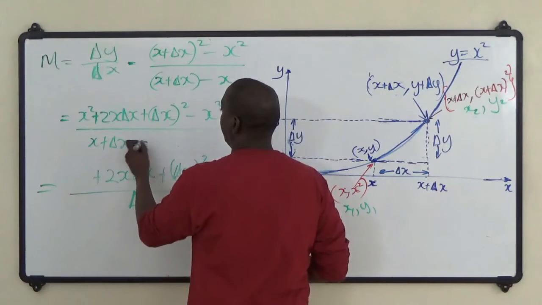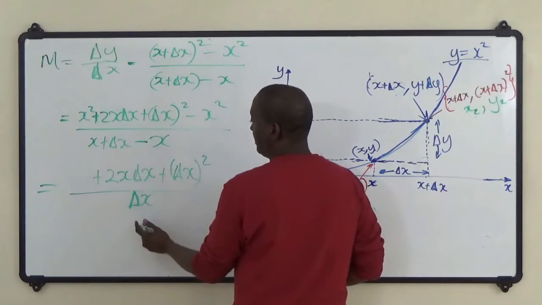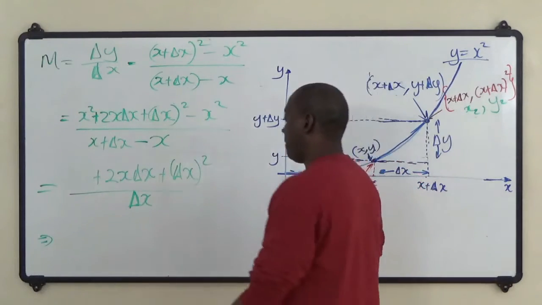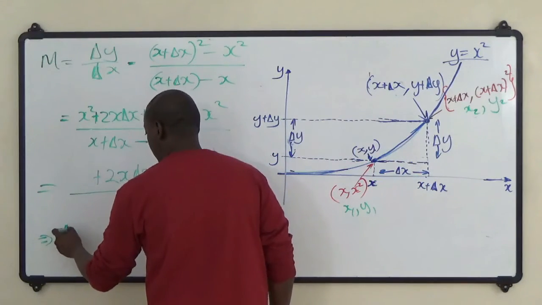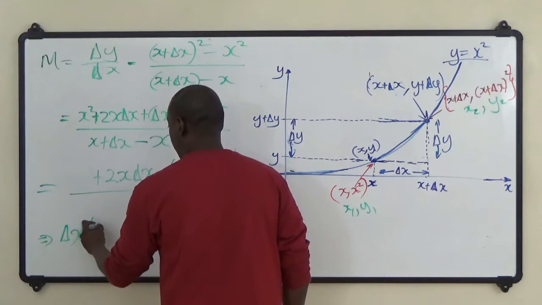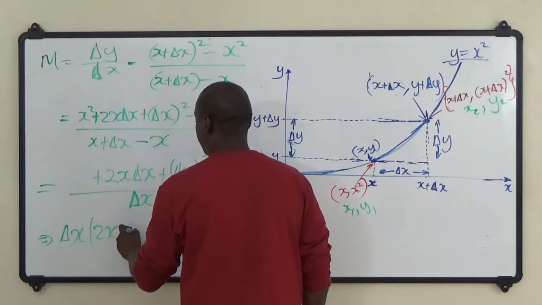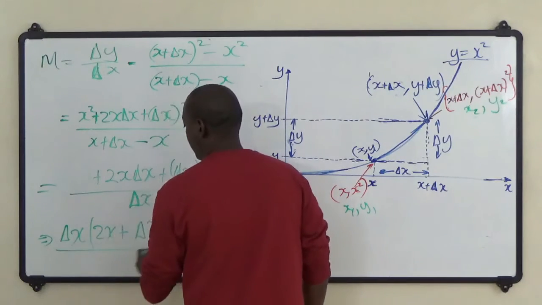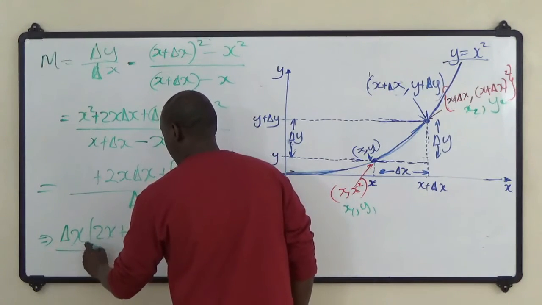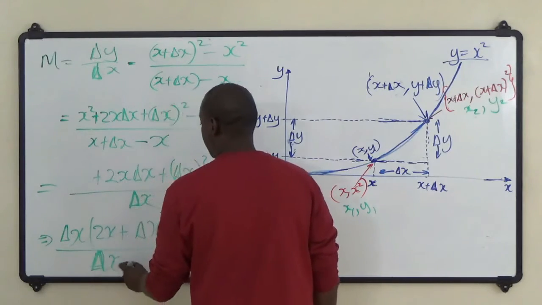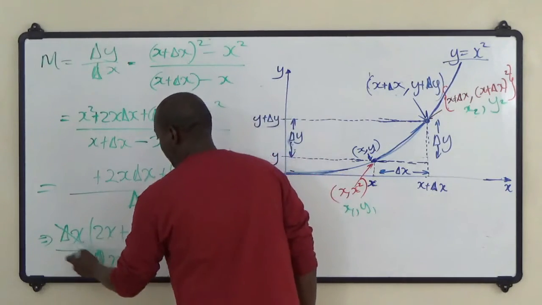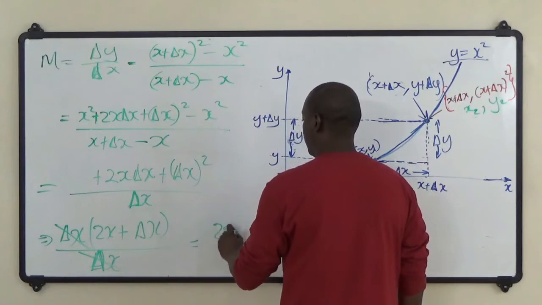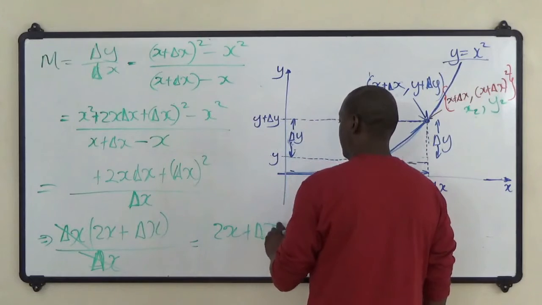Right? Minus x. So here you have this, and then when you factorize, you will get delta x into 2x plus delta x all over delta x. The delta x will cancel out, and you'll get just 2x plus delta x.